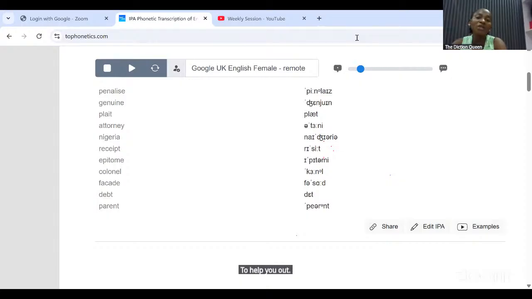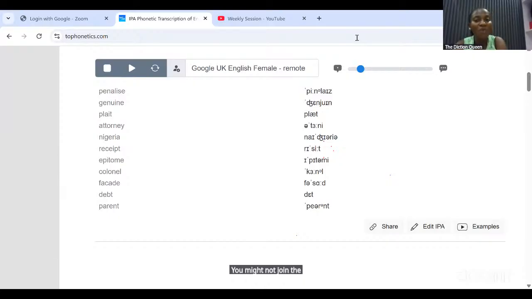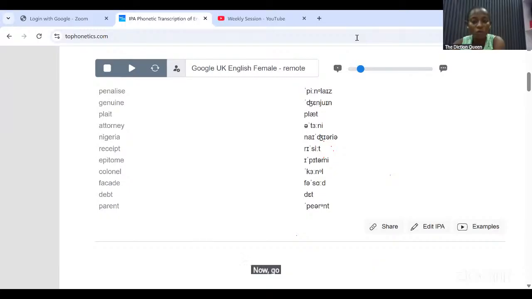Now, while you're in the breakout room, sometimes the network might act up and then you suddenly see yourself out of Zoom. So please join Zoom again with the same link you joined with. I will be waiting for you so I can add you to the room again. Now note that when Zoom kicks you out and you get back, you might not join the same room you were in before the kick out happened. I hope that is clear. If you have any question about the breakout room, please ask. Now go to the chat for questions.